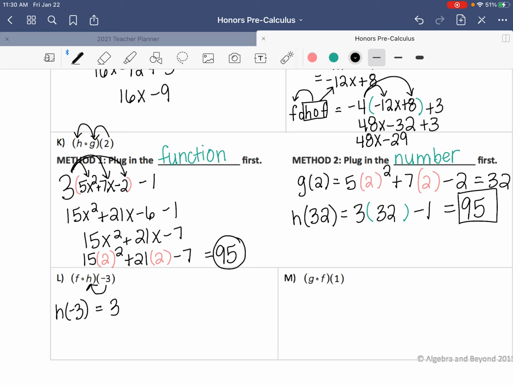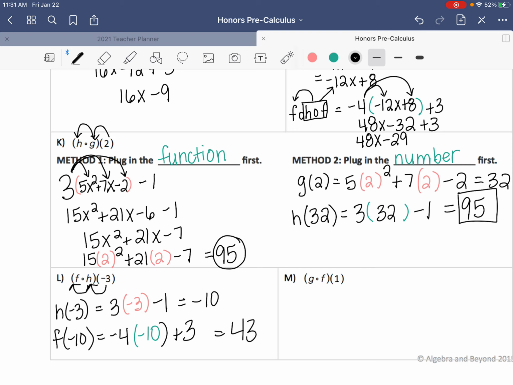So remember, h was 3x minus 1. So we're going to do 3 times my x value, -3, minus 1. That's going to give me -10. All right, so now we're going to take the -10 and we're going to plug that into f. So we're going to do f of -10. And f was -4x plus 3. So -4 times -10 plus 3. And that's going to equal 43 is my final answer.